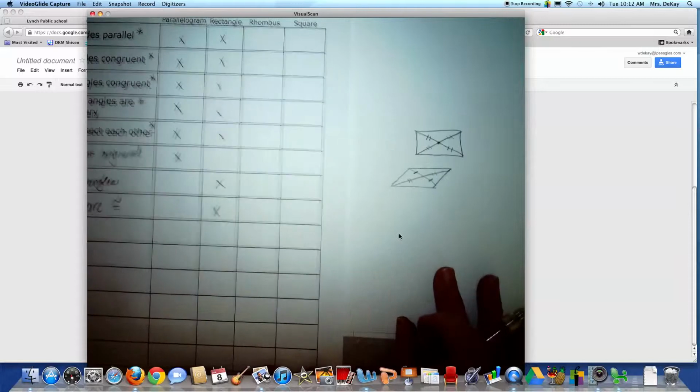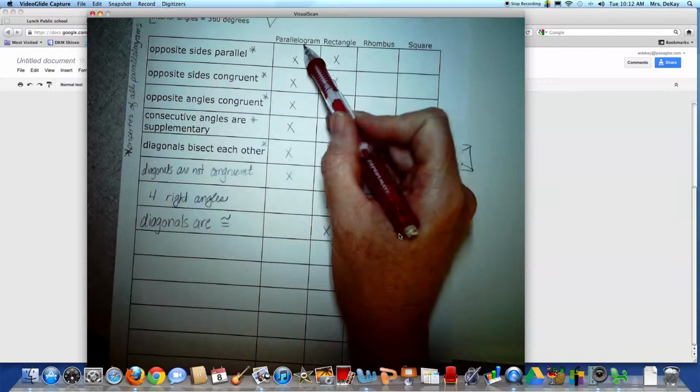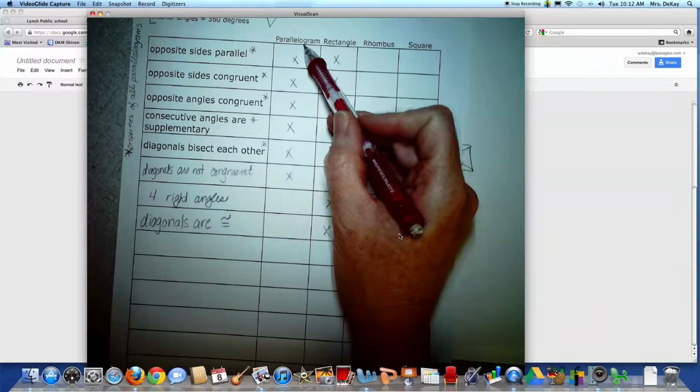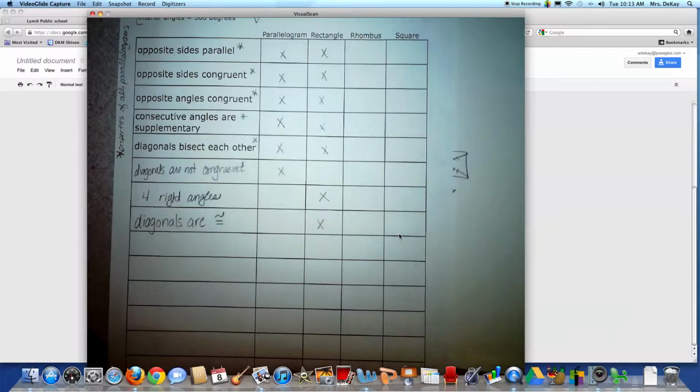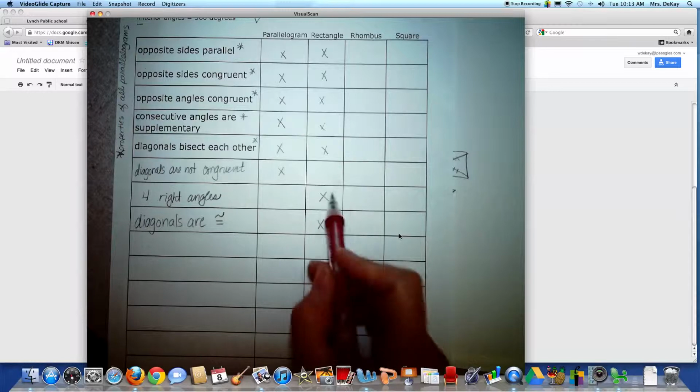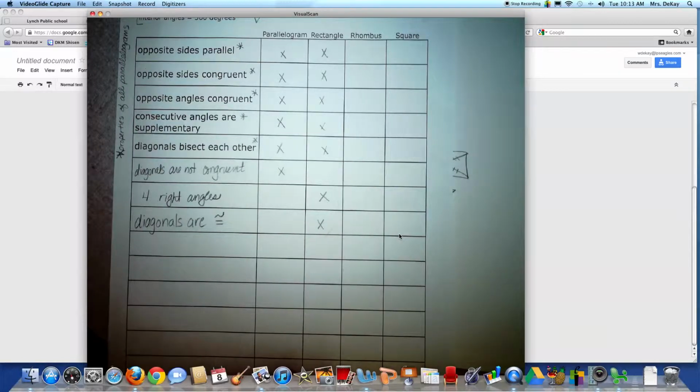Now, what I need you to know from here is that a rectangle is a parallelogram. It's a special kind of parallelogram that has 4 right angles and the diagonals are congruent to each other. These are the 2 extra things that make a rectangle a special parallelogram.